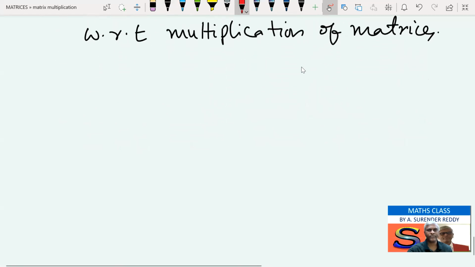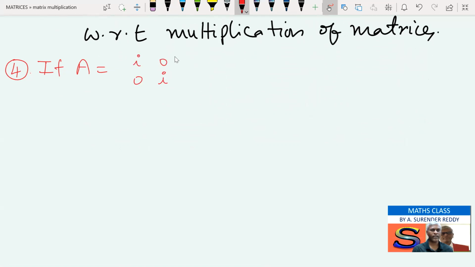So now let us take another problem from the textbook. If A is equal to I 0 0 I, where I is the complex number, then find A square.